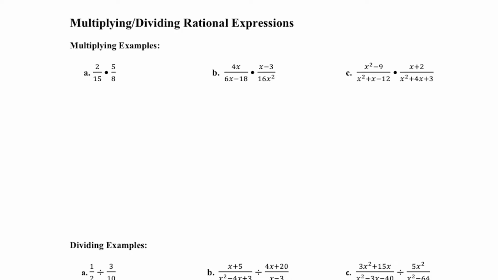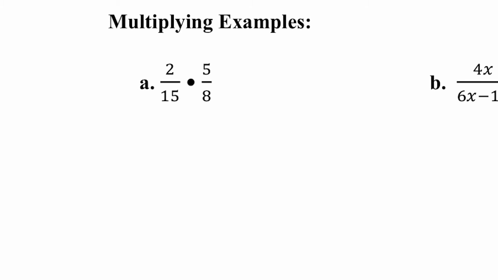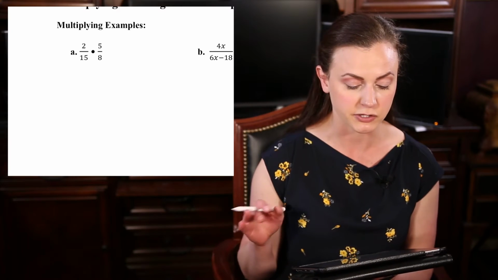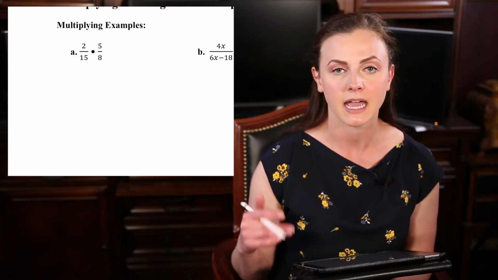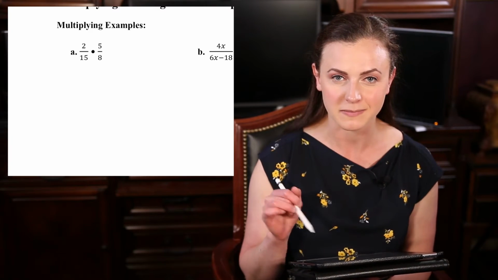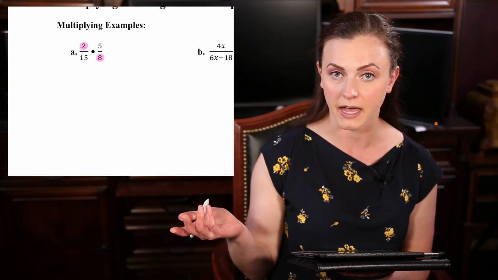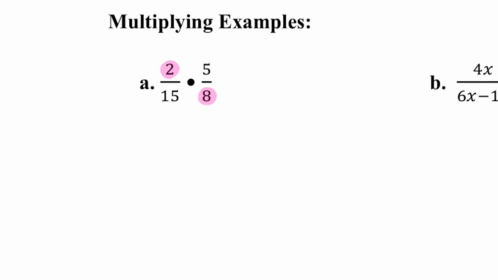Okay, if we look at the first example, it's pretty basic. We just have 2 over 15 times 5 over 8. When we multiply fractions, we can just go straight across, right? We could do 2 times 5 over 15 times 8 and then simplify from there. But you can simplify earlier to make the problem a little easier. Because what we have here is we do have a 2 over 8, right? And 2 over 8 can be simplified. 2 over 8 is actually 1/4. So I'm going to change that to 1/4.